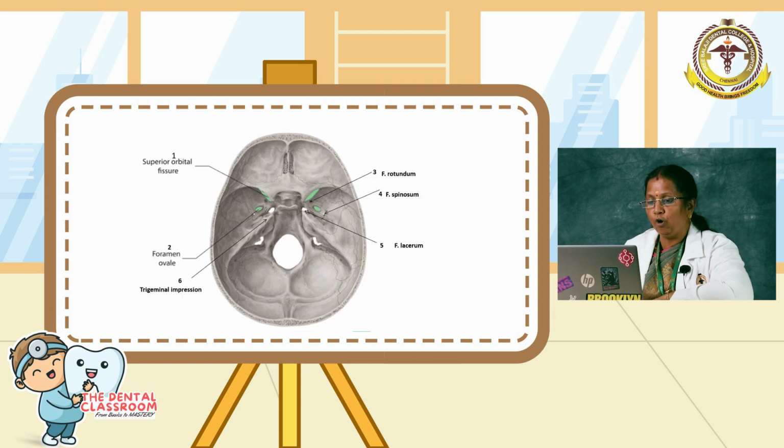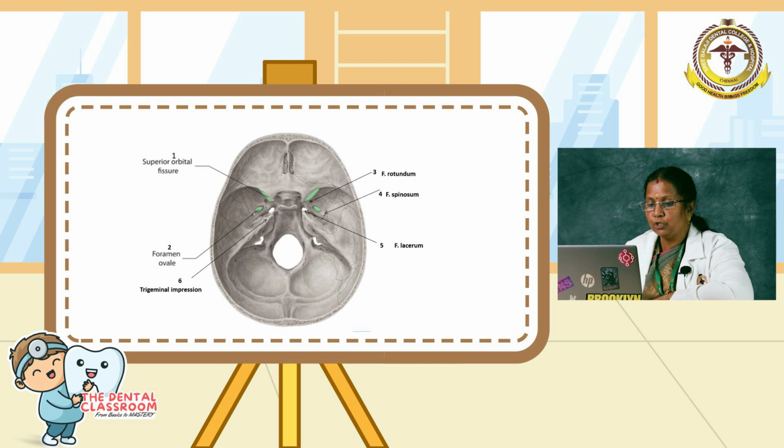This is the lateral area of the middle cranial fossa. First we have to see the superior orbital fissure. It is a fissure which communicates the middle cranial fossa with the orbital cavity. Its long axis is directed laterally, and the medial part of this fissure is wider compared to the lateral part. Behind the superior orbital fissure is the foramen ovale. Foramen ovale is oval in shape and communicates with the infratemporal fossa.